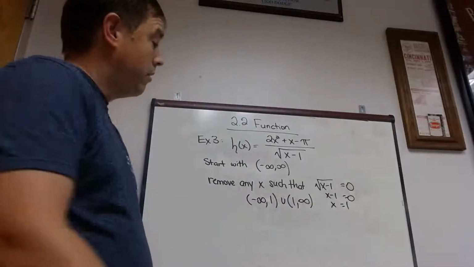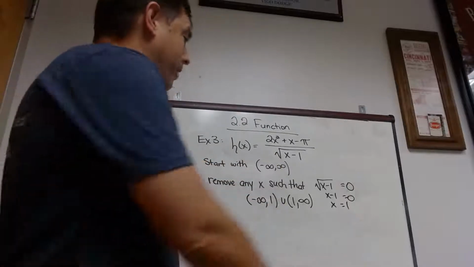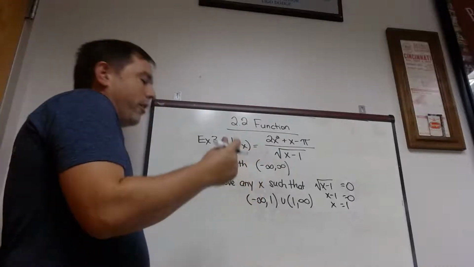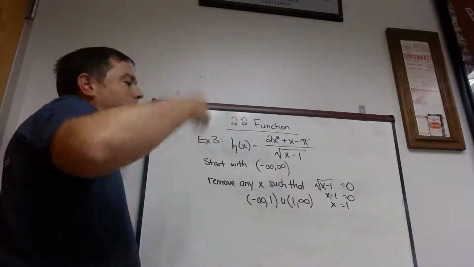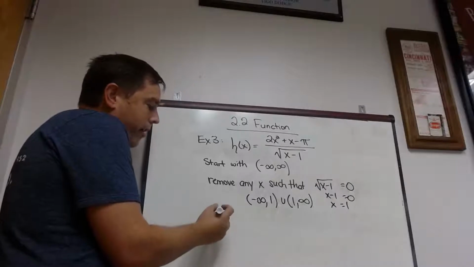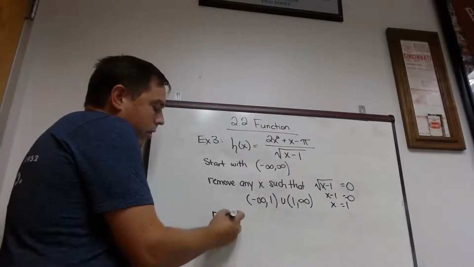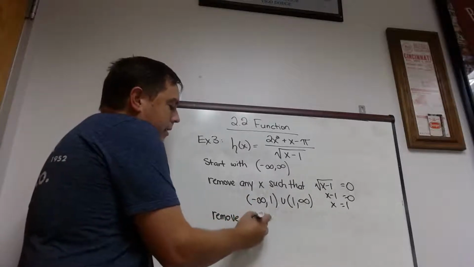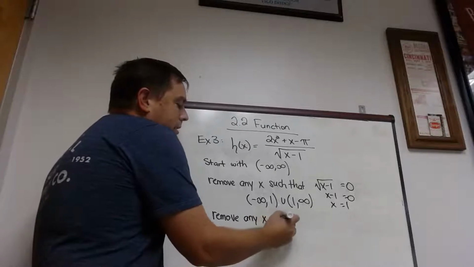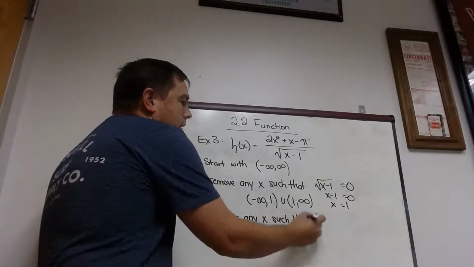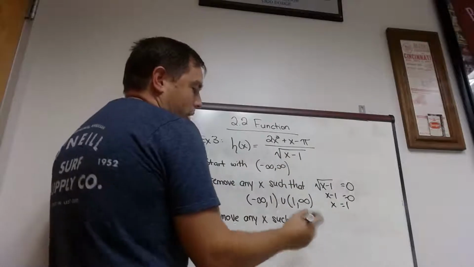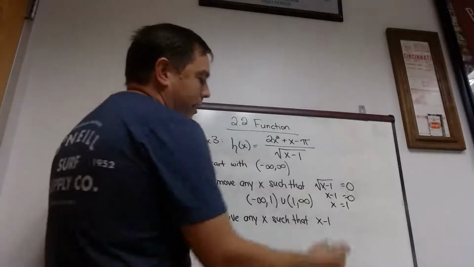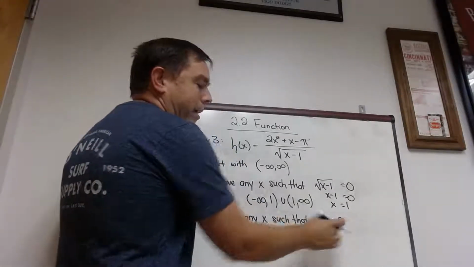Am I done? Not quite, because we have a square root radical. We've already messed with it a little bit. So now I say, all right, I cannot take the square root or the 4th root or the 6th root of a negative number. So I need to remove any x such that x minus 1 is negative, which means x minus 1 would be less than 0. That means negative.